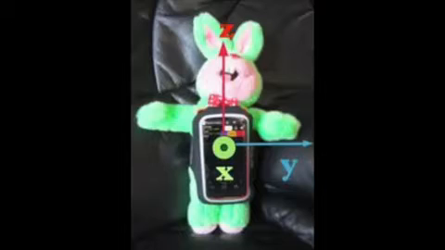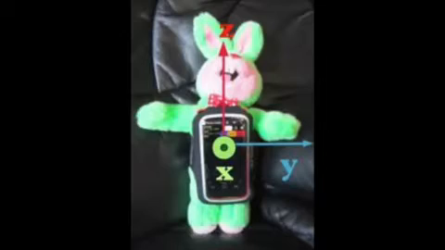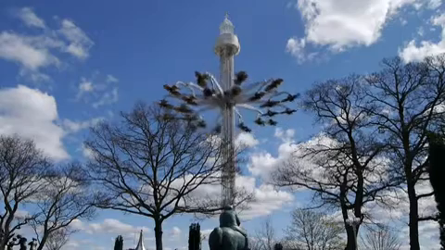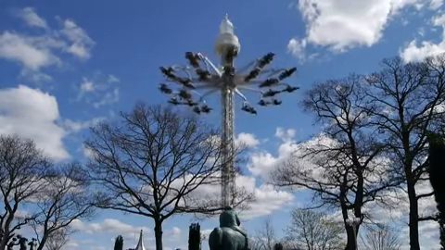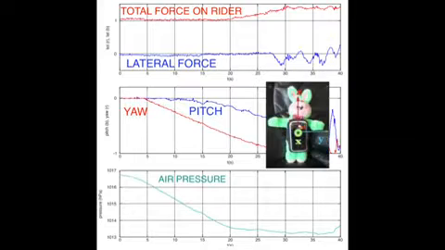The phone can also measure rotations around the 3 axes, as well as air pressure. Here are the data from the start of a very quiet ride. As the plane moves up, the air pressure drops, and while moving around the tower, the plane also rotates around a vertical axis. This rotation is known as yaw, and the clockwise motion corresponds to a negative sign.